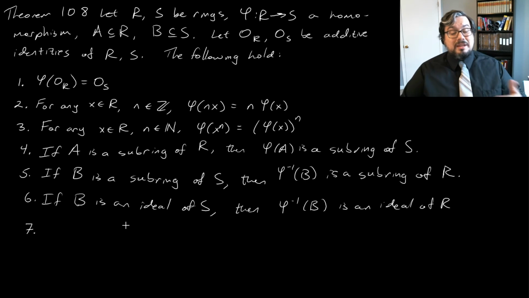In fact, we can go further. It turns out that if B is a prime ideal of S, then phi inverse of B is going to be a prime ideal of R, unless it's the whole ring itself.